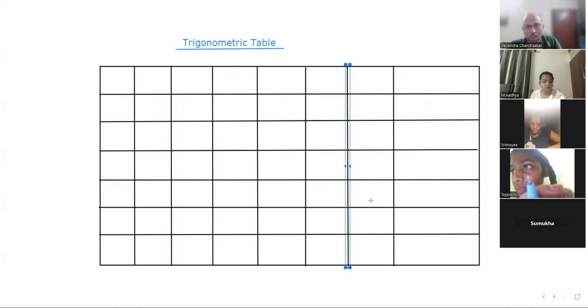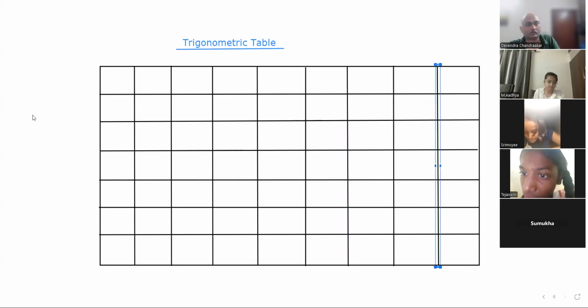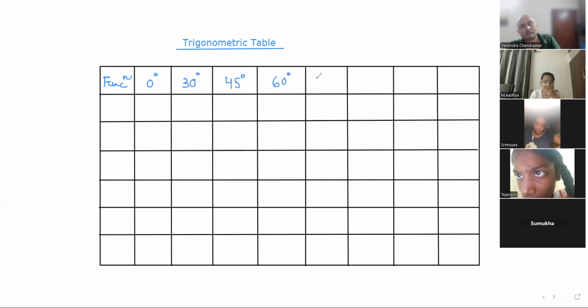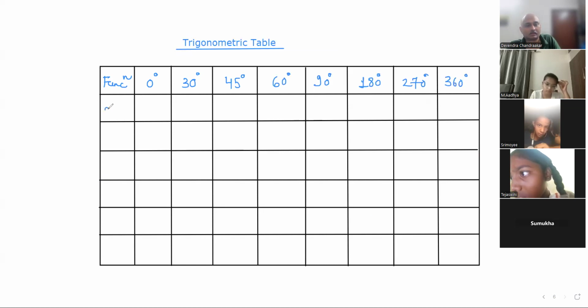One, two, three, four, five, six. You can draw it with me. Now don't draw, focus here. This first row is for functions. The first column has the angles: 0, 30, 45, 60 degrees, 90, 180, 270 degrees, and 360 degrees. This row is sine, cos, tan, cosec, sec, and cot.